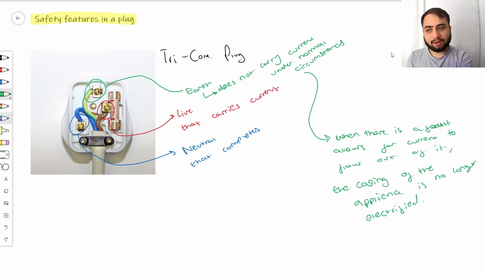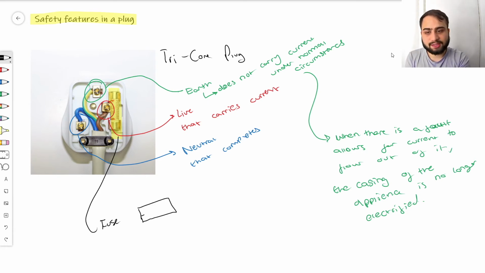Now we also have another major safety feature, which is the fuse itself, right here. So let's write that here: fuse. Now what does the fuse do? Inside the fuse, let's draw a rectangle here. Remember, the circuit symbol for a fuse is just a rectangle with a thin line in the middle. This line represents the thin wire that's present in a fuse.